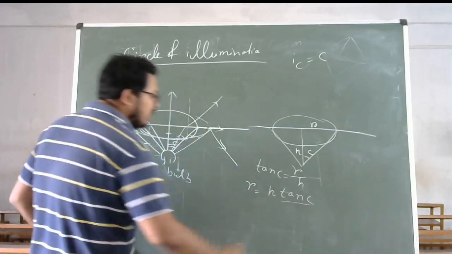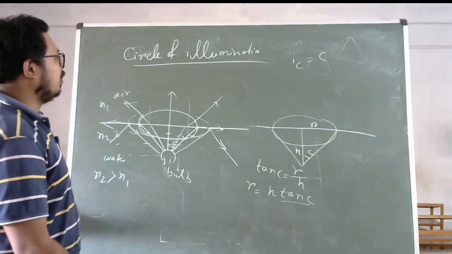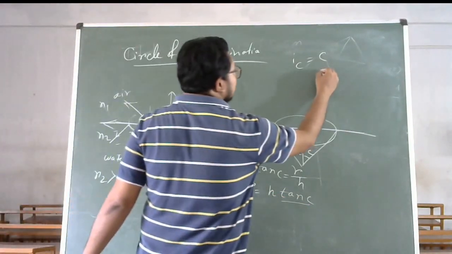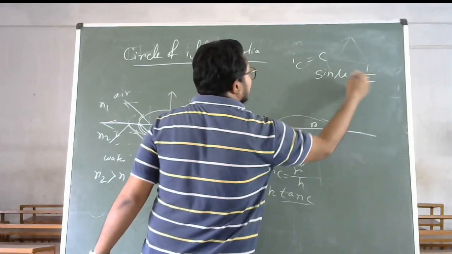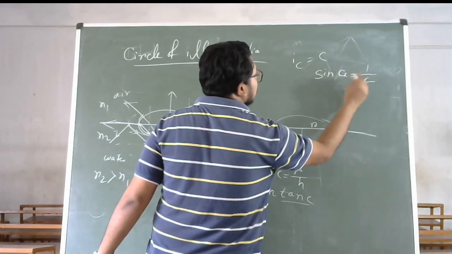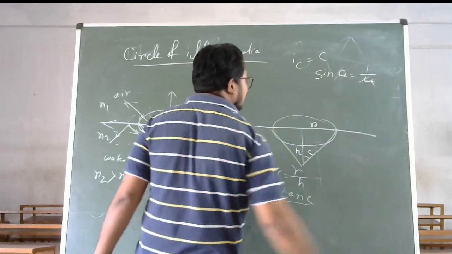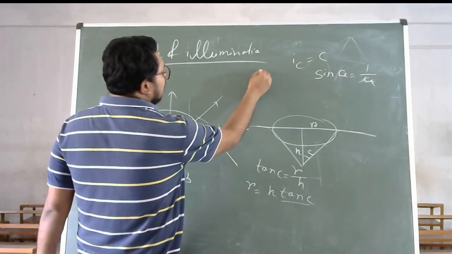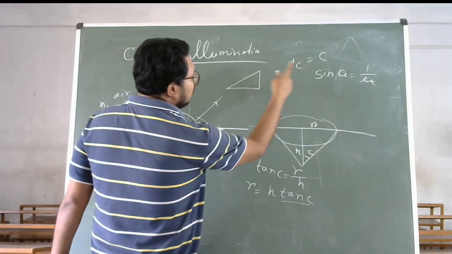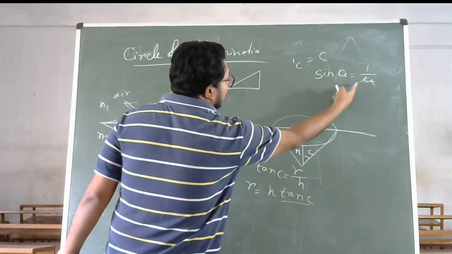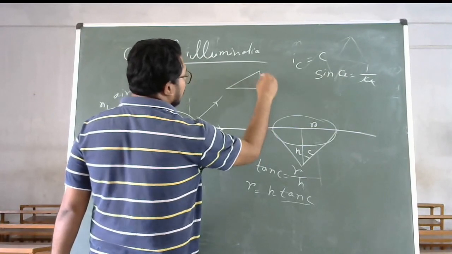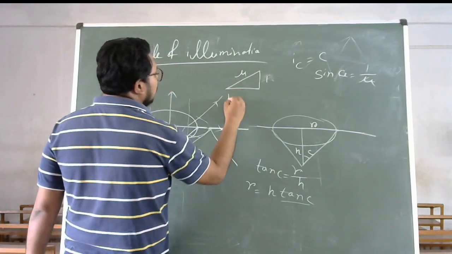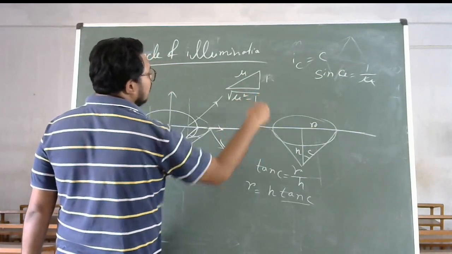Now we need to find out the tan C value. Now for critical angle we know that sin C equal to 1 by mu. Last class I have shown. From here you can draw one triangle. You know that sin means perpendicular by hypotenuse. Perpendicular is 1, hypotenuse is mu. So we can find out base, root of mu square minus 1.